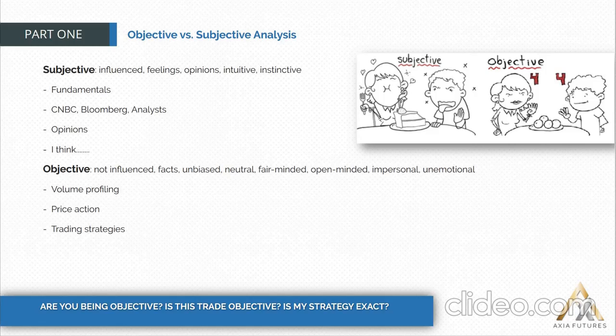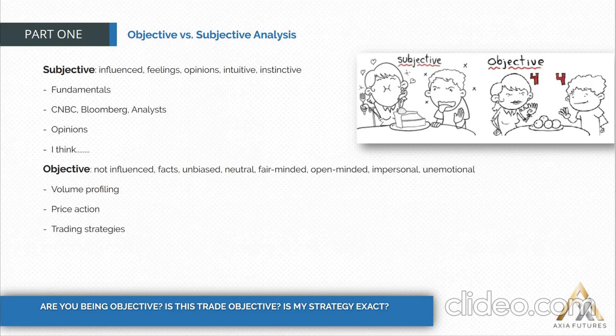Subjectivity also comes from CNBC and Bloomberg and analysts. Why? Because we see these high-profile individuals on the TV and writing articles in the newspapers, and we think, because they're experts, they must be right. And all of a sudden, we put ourselves in these subjective ideas, or in the subjective mindset, that something should occur because someone high-profile said it.